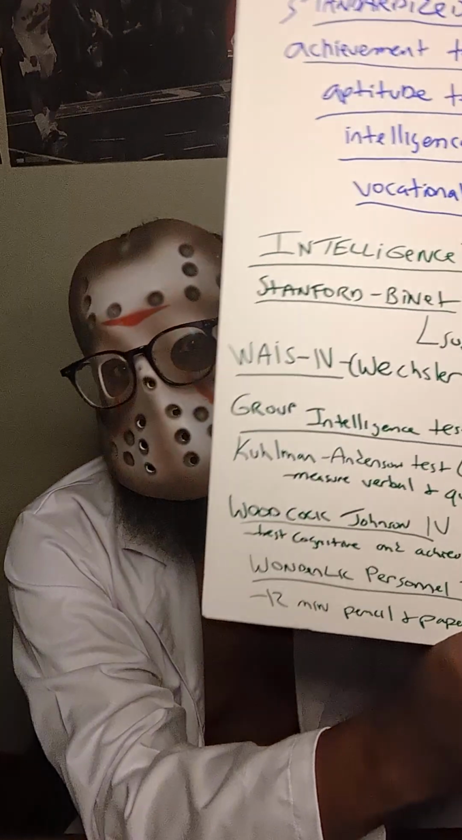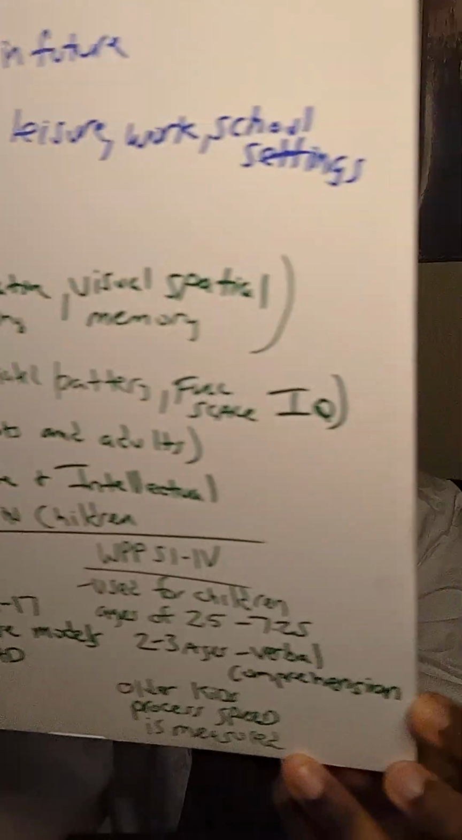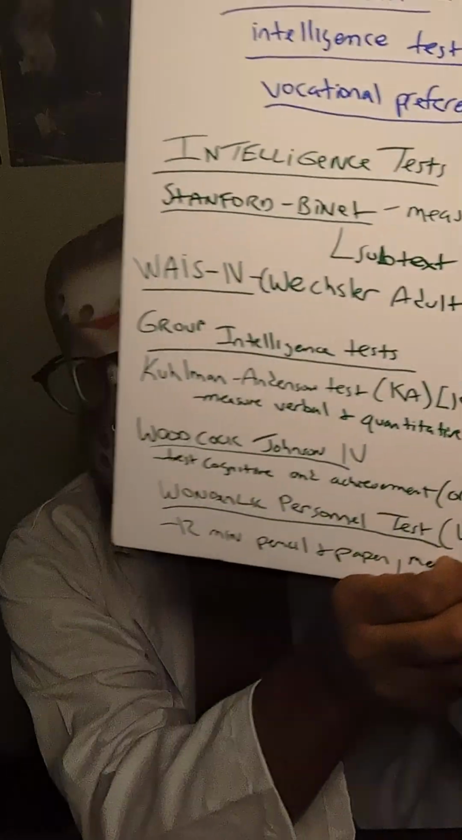One more, WPPSI-4. This is also a test used for children, but the ages for this one can range as early as 2.5 years to 7.25 years of age. For the 2 to 3 year olds, they focus mostly on verbal comprehension, and with the older kids, processing speed is measured. So take a look at that.